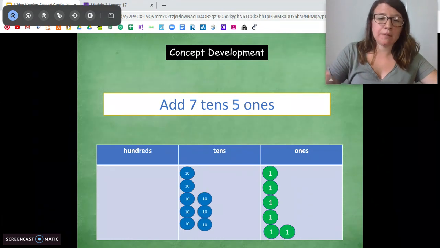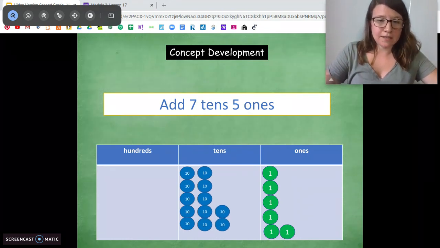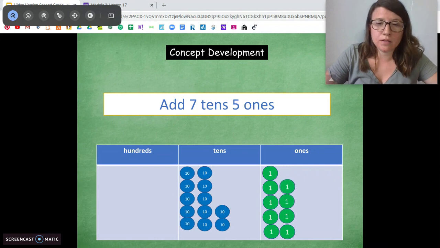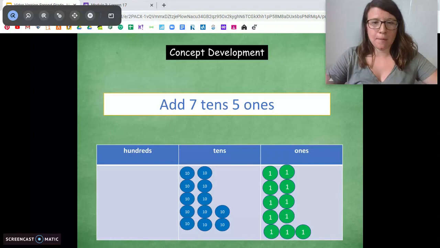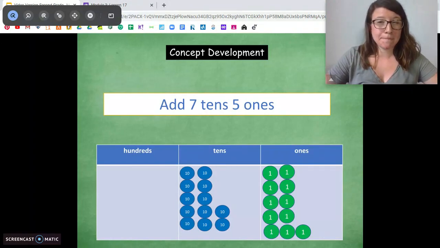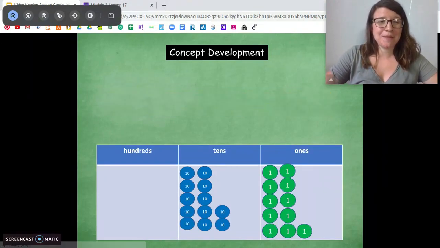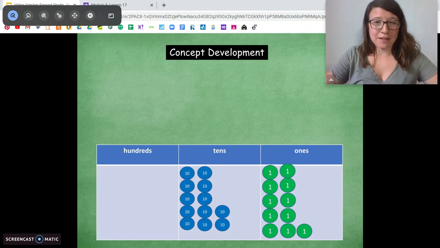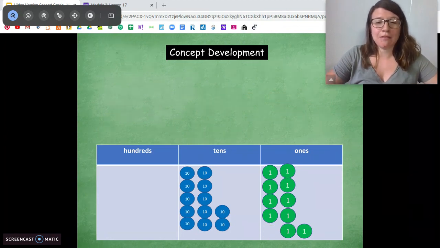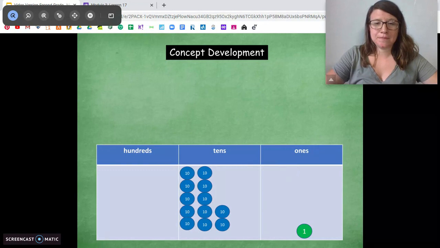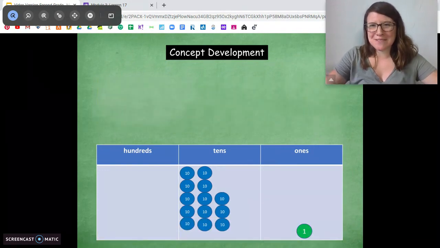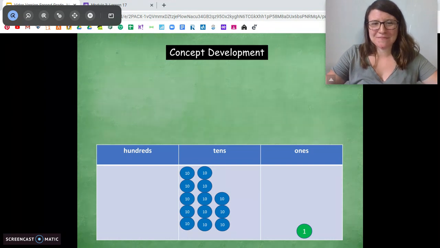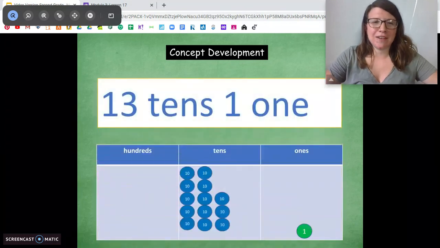Good, ready? I'll add them onto mine. 2, 3, 4, 5, 6, 7. And then 5 ones. Okay. Think about what number we have here. Now, I'm going to take some away and I want you to tell me what number I have. You don't have to do this on your board. What number do I have now? Good. 13 tens and 1 one.